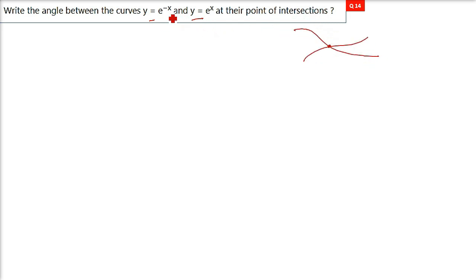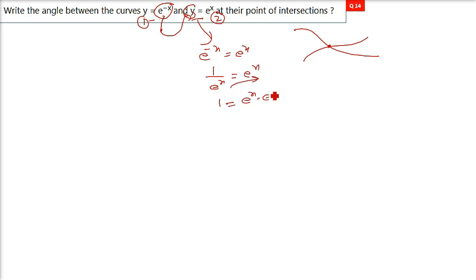Let us solve it. y is e raised minus x, y is e raised x. So I am just taking y equals e raised minus x from the first equation, putting it in the second equation. So y equals e raised minus x will be put in the second equation. e raised minus x will be equal to e raised x. You can write it as e raised x because e raised minus x is 1 by e raised x. This goes on the right, e raised 2x it will be, because the powers are added if the base is same.